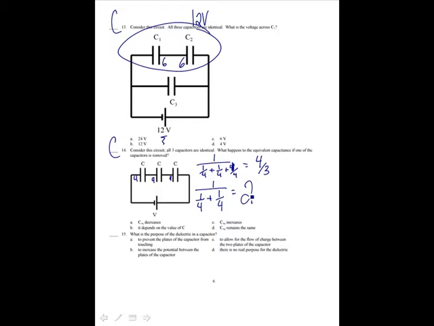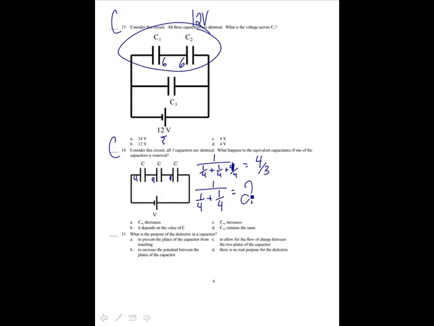We'll see this again when we're dealing with resistors in parallel. If you remove a resistor, it increases, and vice versa. That is, if you add a resistor, it decreases the equivalent.